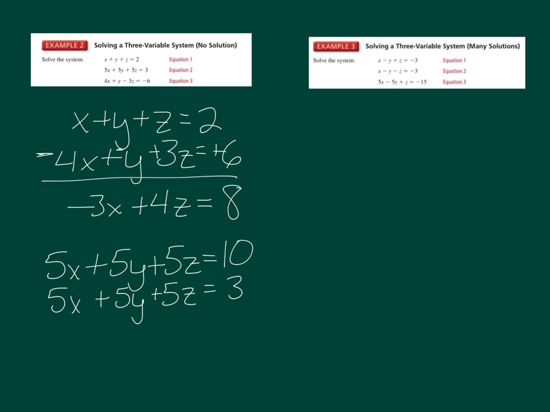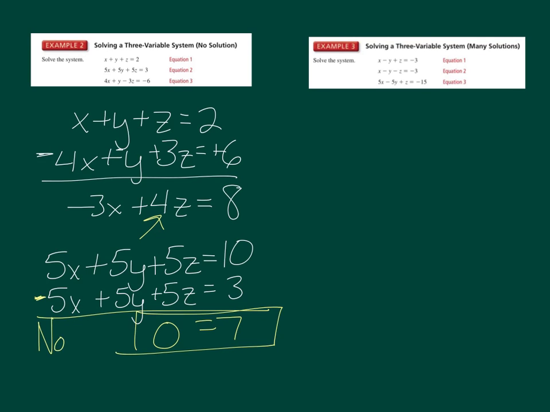And you can pretty clearly tell here when I subtract, because these are all the same sign, if I want to get something to cancel, I have to subtract. This ends up with 0 equals 7. Once you see something like that, you're done. It doesn't matter what this first equation was. If we find something like this, we can't solve for that system, so we have to put no solution. That's your answer. You're done.